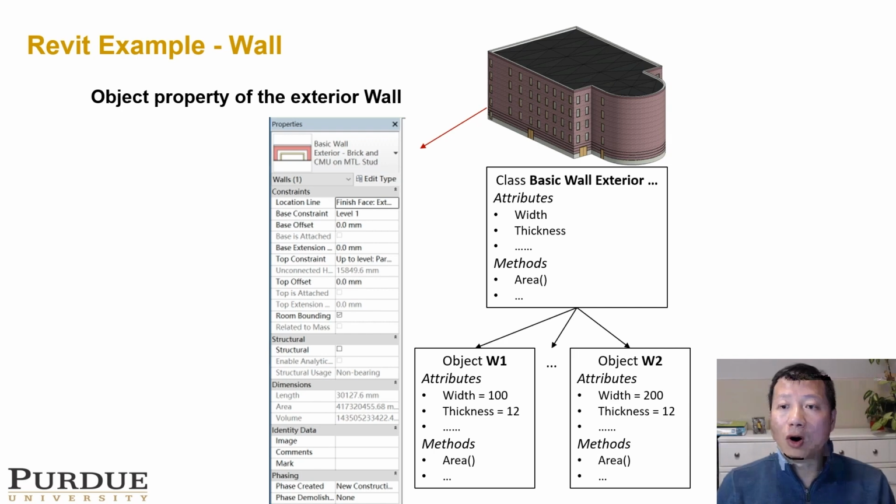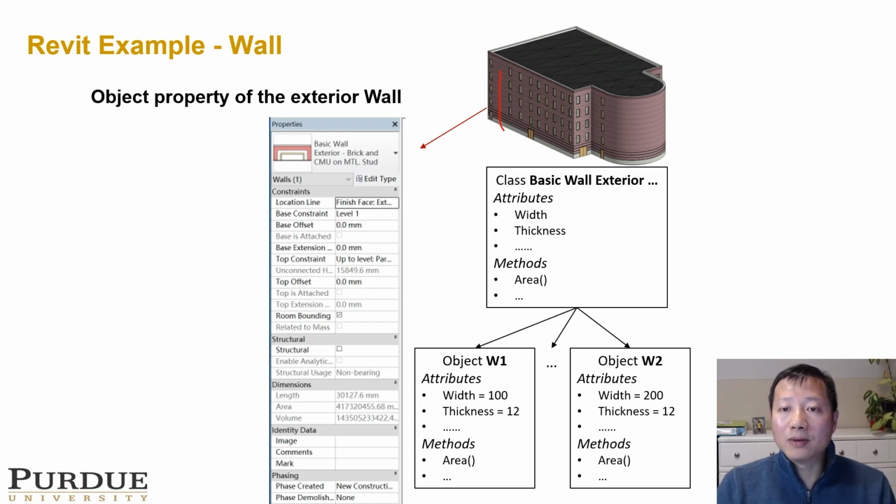If you look at the wall on the right side, this shows we have quite a few walls here, right? Now, all the walls belong to a class called the basic wall exterior. And apparently at the class level, we have a list of attributes and a list of methods or functions or behavior. Under the same class, we can create as many exterior walls as possible. Of course, they will have different IDs, and the attributes may have the same value or might be different.